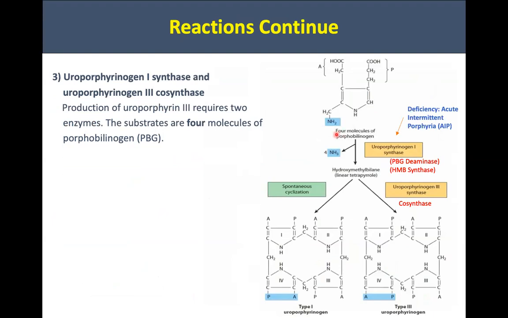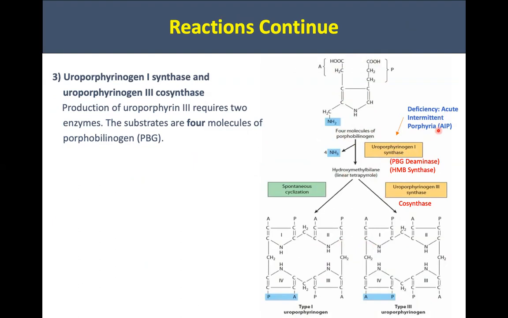Okay, the next step is that now that I have PBG, you're actually going to take 4 molecules of PBG. You're going to use the enzyme uroporphyrinogen synthase in order to make uroporphyrinogen. Again, from the name of the enzyme, uroporphyrinogen synthase synthesizes uroporphyrinogen, right? But the main thing that you should know about this is that a deficiency in this enzyme, uroporphyrinogen synthase, can lead to an inherited condition called acute intermittent porphyria.